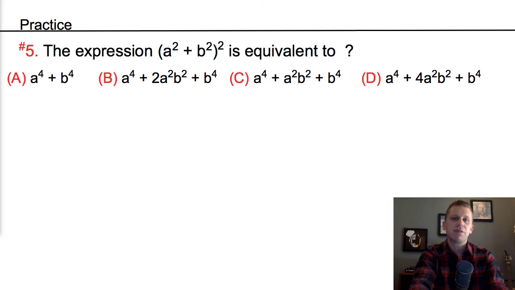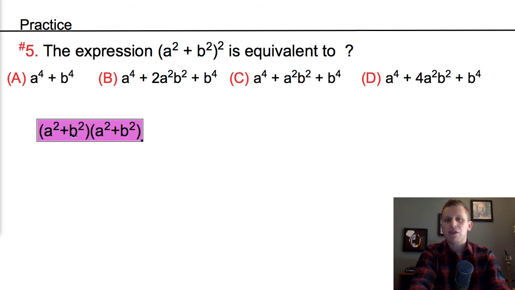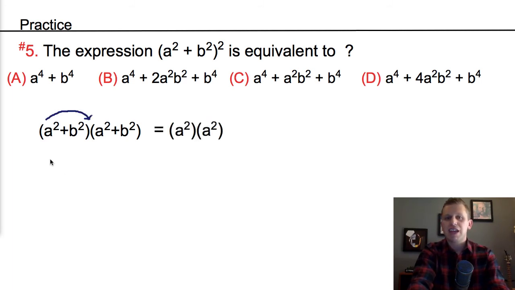See if you can try this one. This one's a little more difficult because now you have some exponents inside the parentheses, but the process should be similar. Rewrite this as two binomials times each other. Now just go through the double distribute or FOIL process. First is a squared times a squared. Remember, when you multiply things with the same base, you add the powers. 2 plus 2 is 4 for a to the 4th.